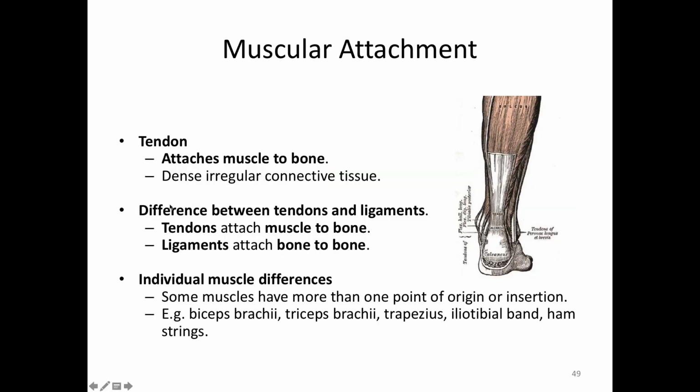So speaking of tendons, this should say dense regular. So tendons attach muscle to bone. So these are elements of a muscular system. Ligaments attach bone to bone, so they are considered to be part of the skeletal system. So some individual differences. Some muscles have more than one point of origin or insertion, meaning that there's multiple tendons or tendinous inscriptions or different attachment styles, and we will look at these in pictures in a little bit.